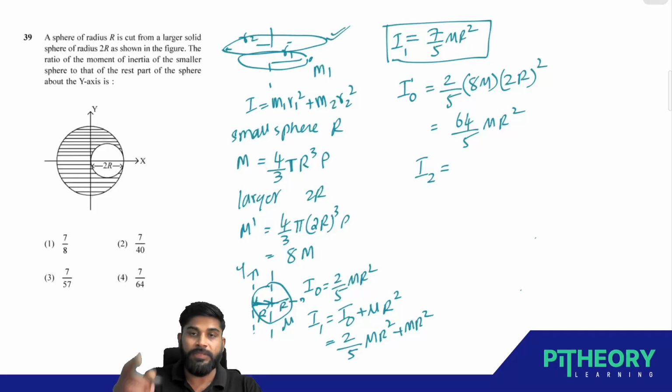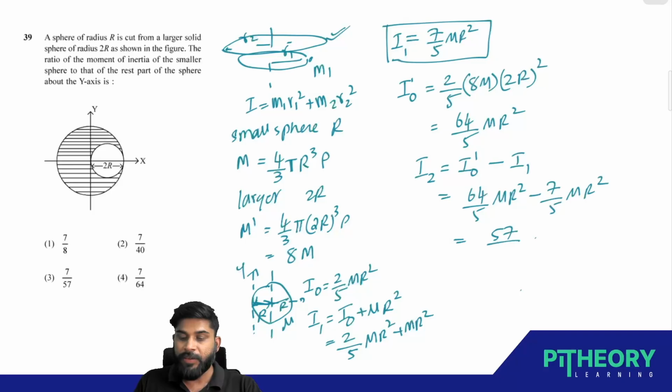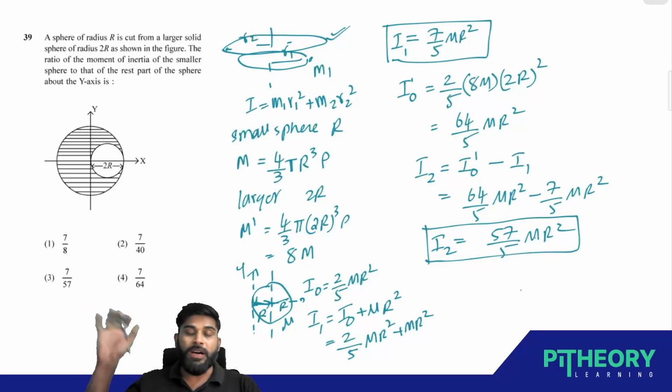Like in the problem that we have seen at the beginning, you just remove the moment of inertia of that removed mass. So this is nothing but I naught dash, which is the moment of inertia of the complete bigger sphere minus the moment of inertia of that smaller sphere that is removed. So this is 64 by 5 mr square minus 7 by 5 mr square. Here you'll be getting 64 minus 7, which is obviously 57 by 5 mr square. So this is the moment of inertia of the bigger sphere with the mass removed.